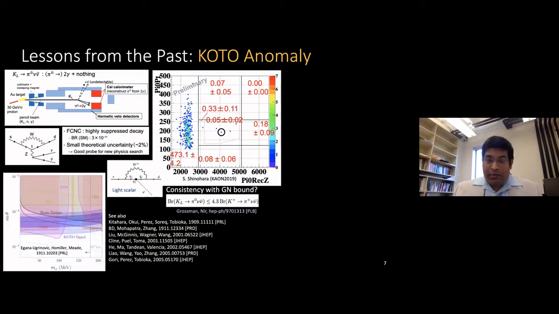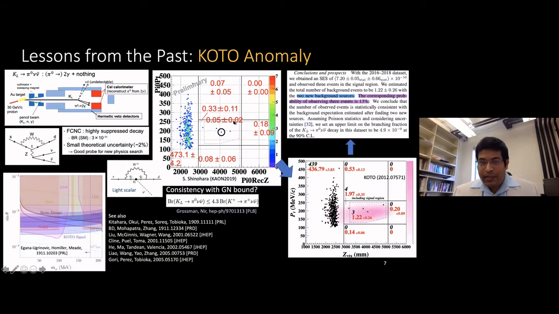This is all good, but it turns out that in the updated version of their results, KOTO claimed that they had previously underestimated the background. So here is the new plot, for the same signal region. Now you have the same 3 events, but now you have 1.22 background plus or minus 0.26. If you calculate the significance, the probability of observing 3 events is like 13%. So this is really small. Now this has simply disappeared because they had underestimated the background.